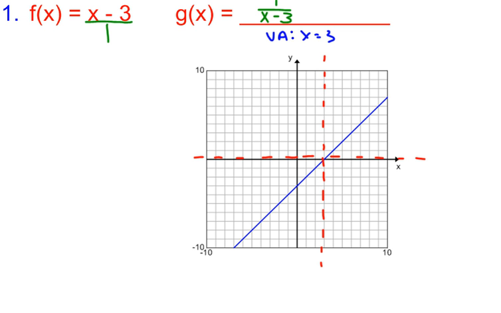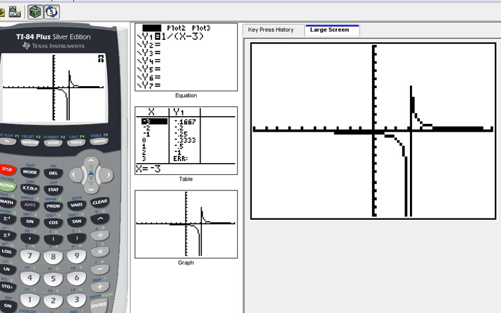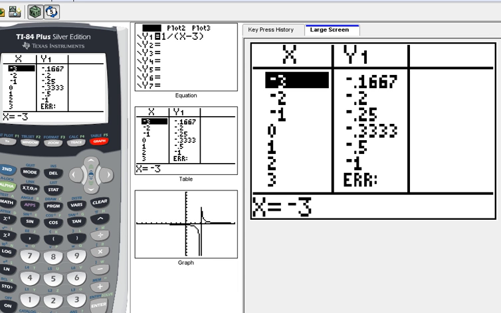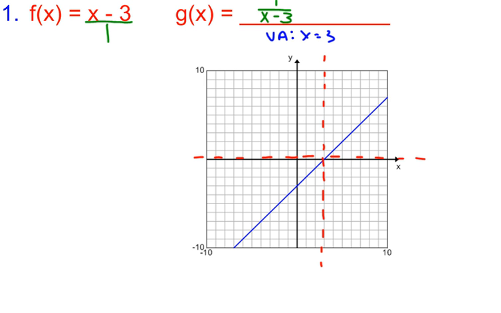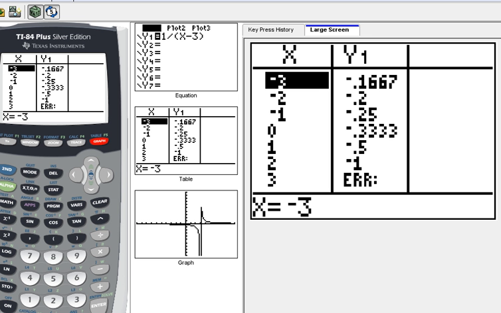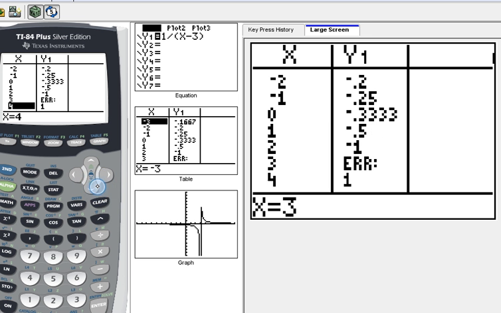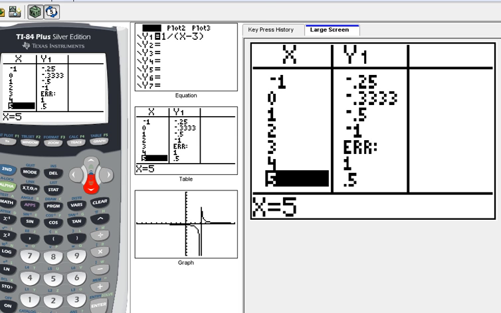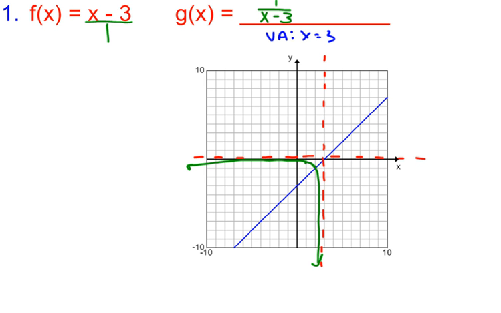From here all you have to do is look at your calculator to plot some points, because you are just sketching. So I go to my table. I notice I can plot 2, negative 1, and 1, negative half. So 2, negative 1, and 1, negative half, which is going to be good enough for me to just sketch this. And then when I go to the other side, I'm going to have to move down here past the 3. So 4, 1, and 5, 0.5.